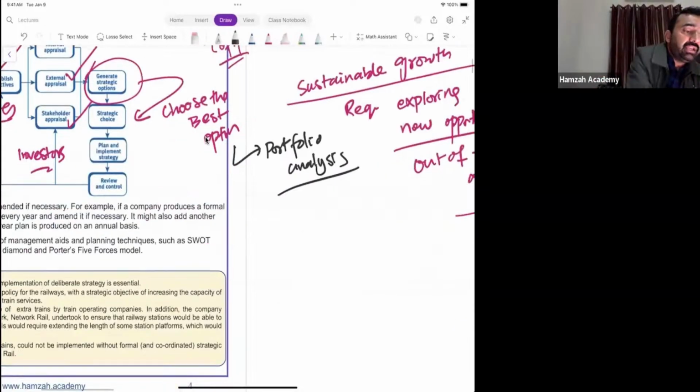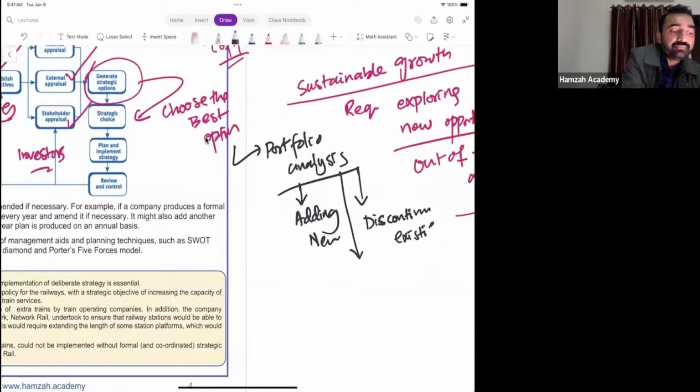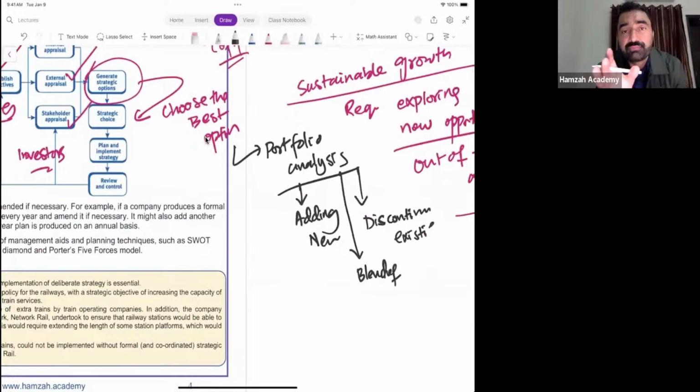So adding new or discontinuing existing, or they might follow a blend of strategies. A lot of brands, like global companies, if we talk about Kraft, Heinz, Nestle, Unilever, or technology companies, they often spin off.